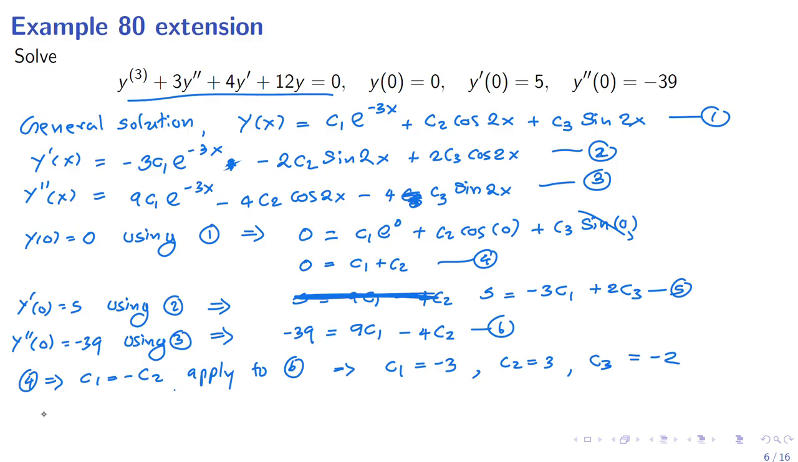So the particular solution of this initial value problem is y of x equals minus 3 e to the minus 3x plus 3 cosine 2x minus 2 sine 2x.